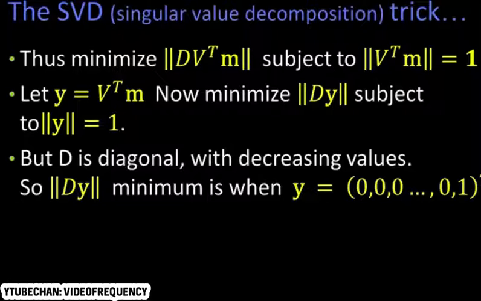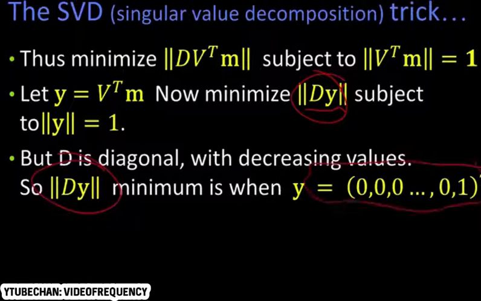But think about D times y. Remember, D is a diagonal matrix whose elements are in decreasing order. So what is the smallest that D y can be? When is it the minimum? Well, it's going to be a minimum when y puts all of its weight, remember y is a unit vector, just in that last element. So the best y for minimizing D y, given that D is a decreasing ordered diagonal matrix, is just 0, 0, 0, 0, 0, 1.